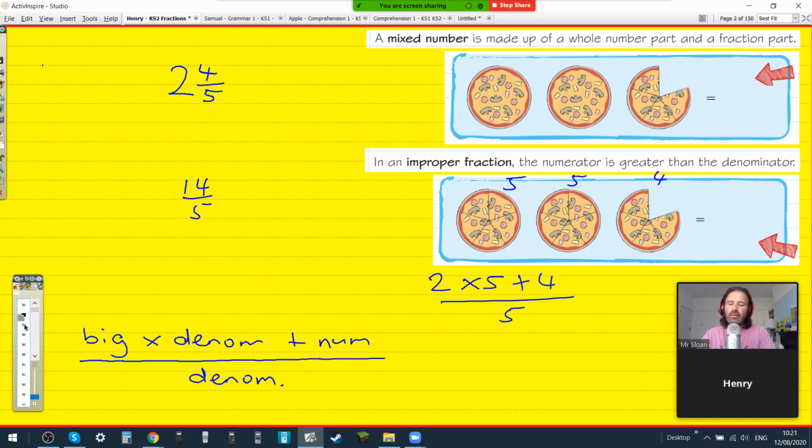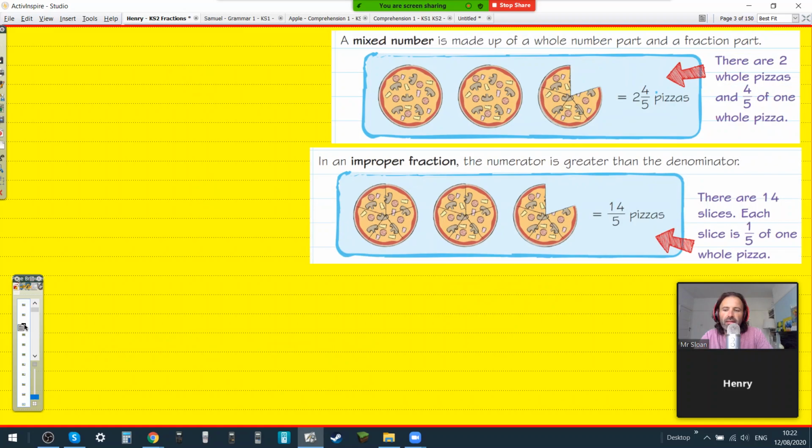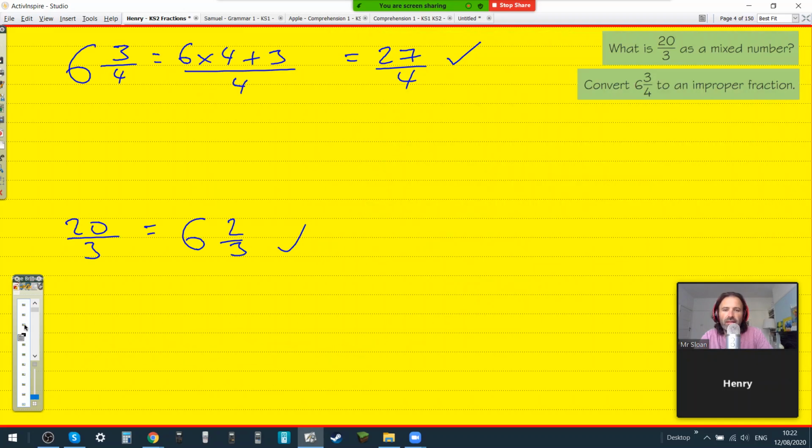One way is you can convert the whole part to a fraction. But still, one whole and 1/5 is the same as 6/5, because if I convert it back, it makes one whole and 1/5 again.